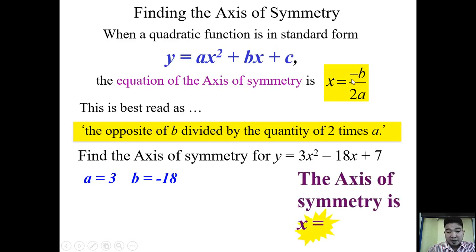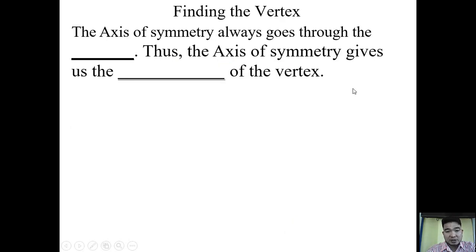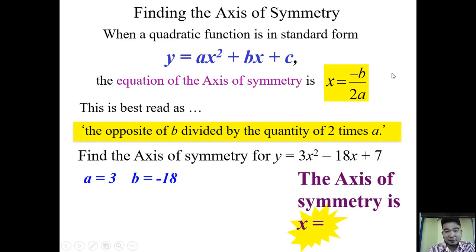Then using this equation, we substitute the values. So you will have negative b, so negative 18. Negative of negative 18 will become positive 18 over 2 times a, which is 3.